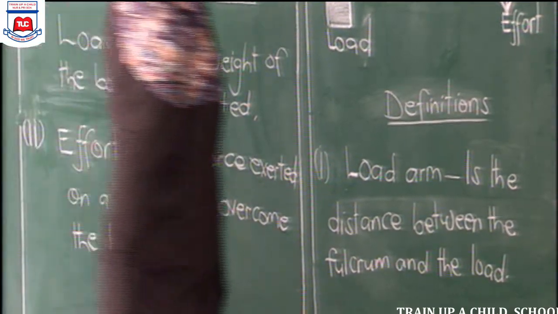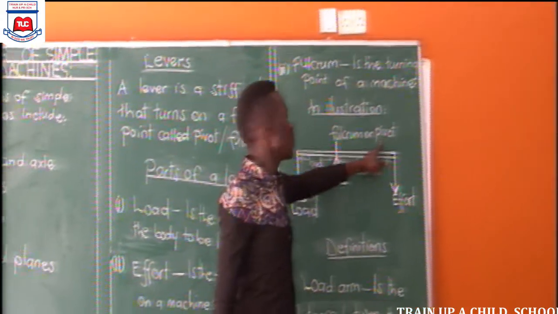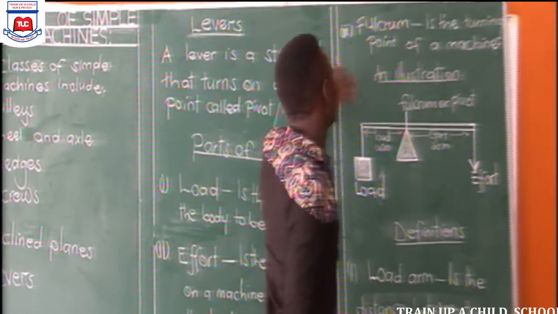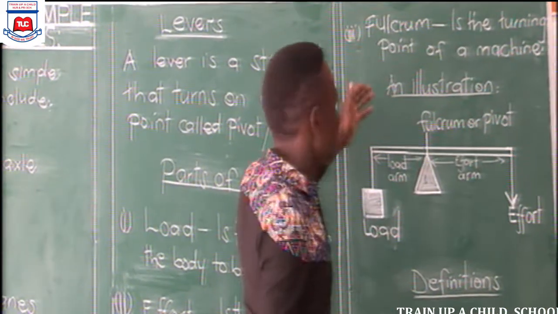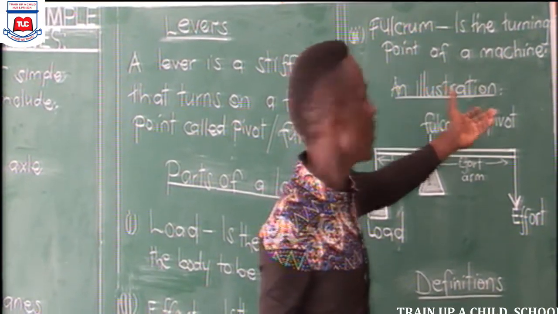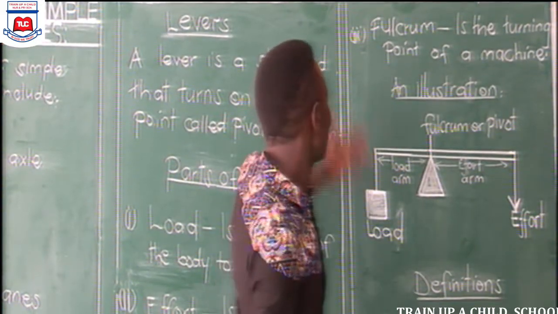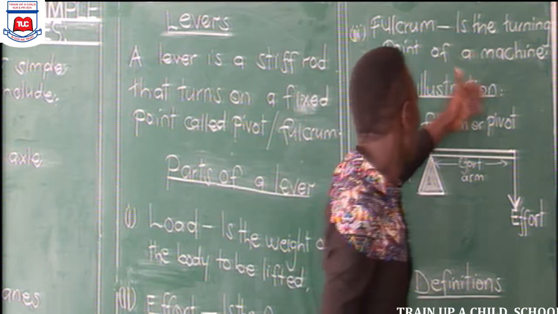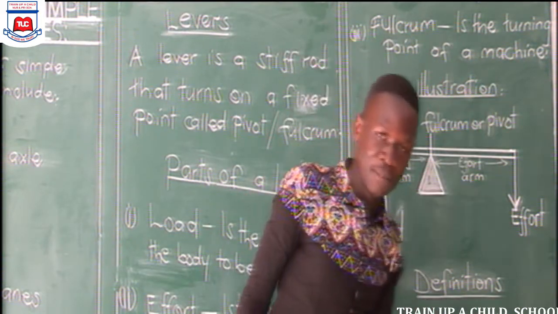Then we have the fulcrum. In other words, the fulcrum is pivot. So tomorrow an examiner may decide to bring this or may choose to bring pivot and leave out fulcrum. Of course, the definition remains the same. It's a turning point of a machine. As simple as that. What's pivot? Is a turning point of a machine. What's fulcrum? Is a turning point of a machine.